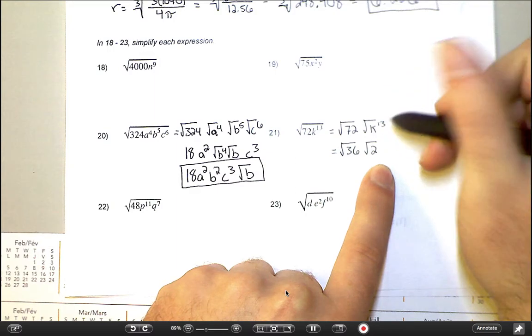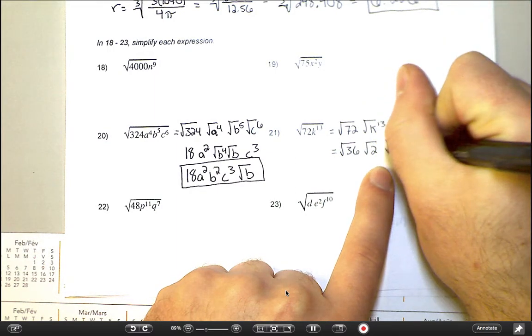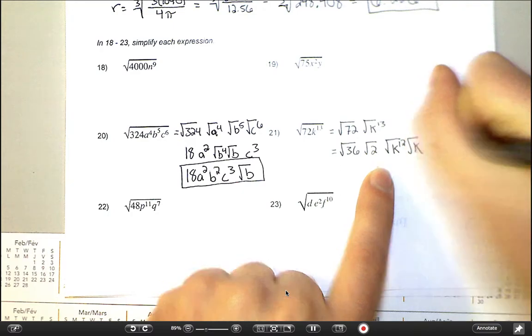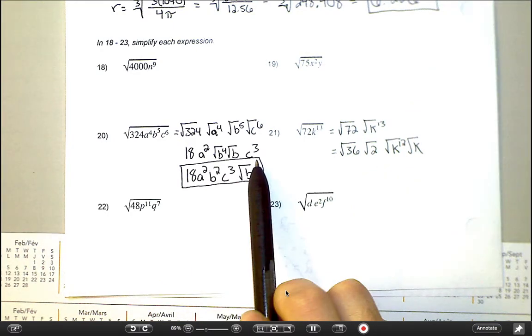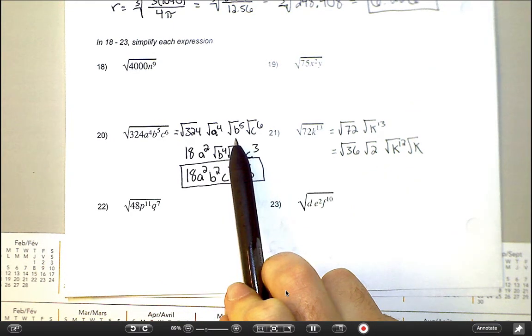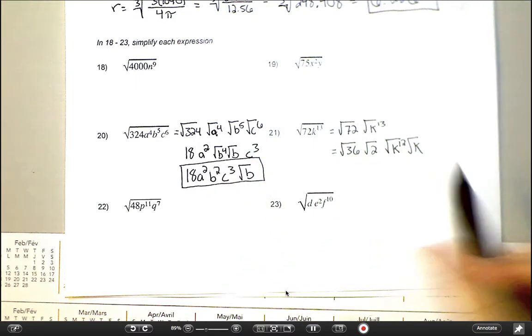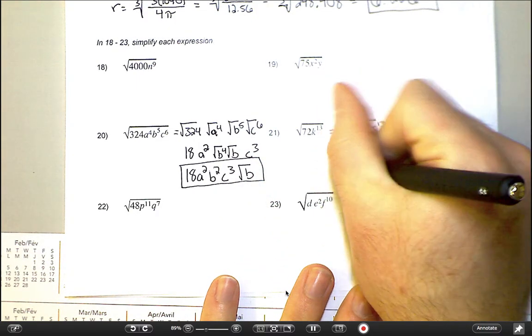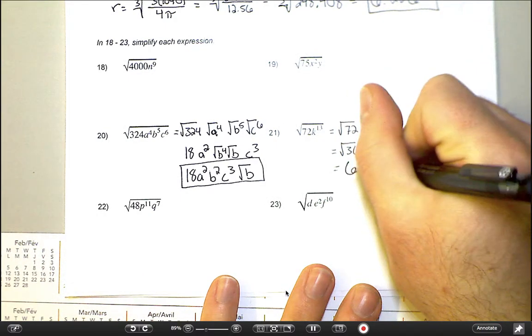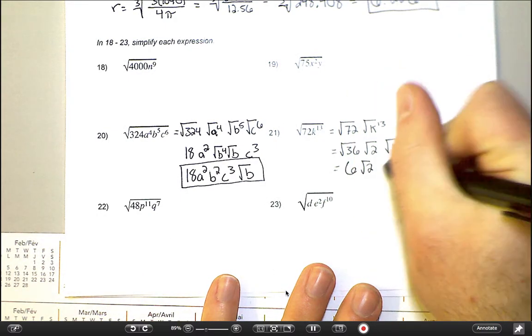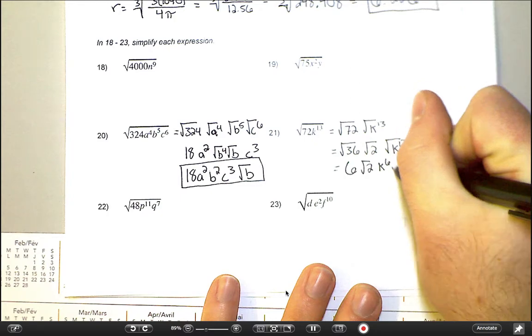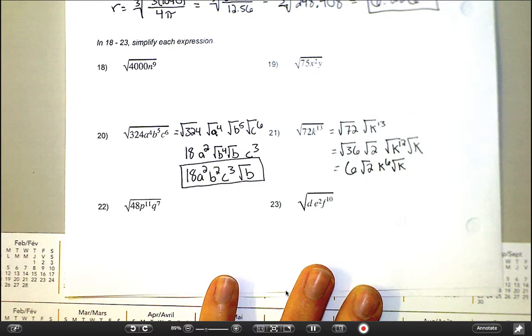Okay, the square root of k to the 13th I can split apart into k to the 12th and just a single k at the end there, just like we split our b to the 5th over here for number 20. If I go ahead and continue here, square root of 36 is a 6. Square root of 2 I'm just going to bring down. Square root of k to the 12th is k to the 6th. And finally, the k at the end just stays in the square root.